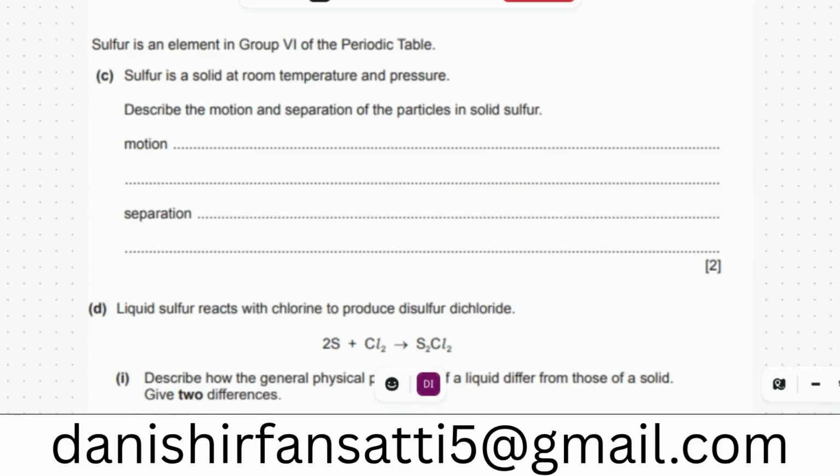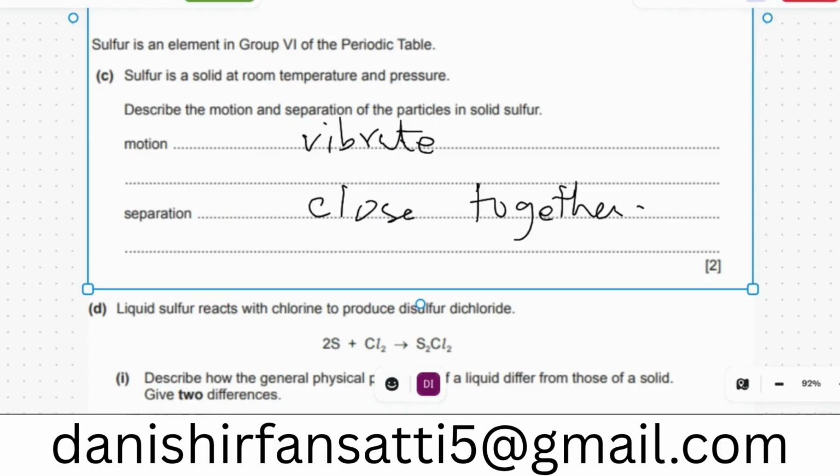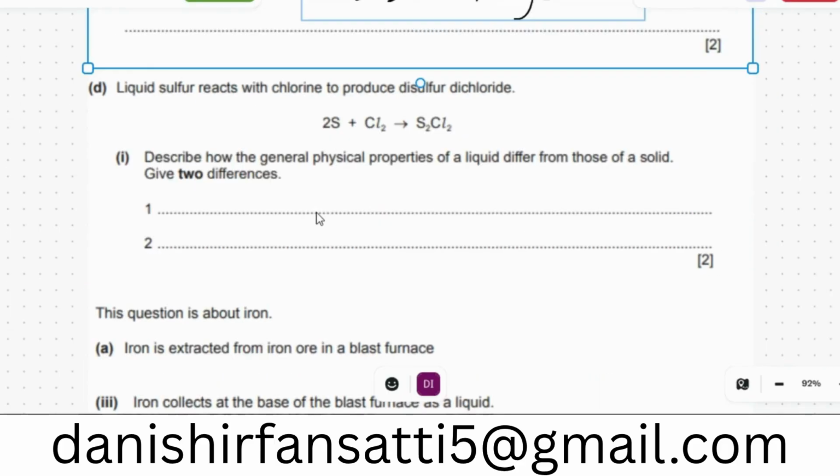Sulfur is an element in group 6 of the periodic table. Sulfur is a solid at room temperature and pressure. Describe the motion and separation of particles in sulfur molecules. Okay. So first of all, if sulfur is a solid, then for motion they can only vibrate. Okay, that is 1 mark. And that's a 2 marks question. And separation is that they are close together, because in a solid we know that every particle is close together and they cannot move freely.